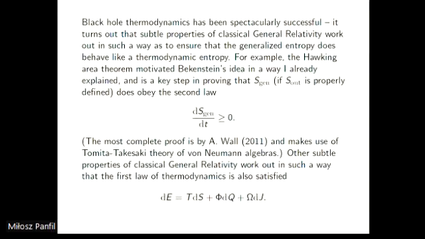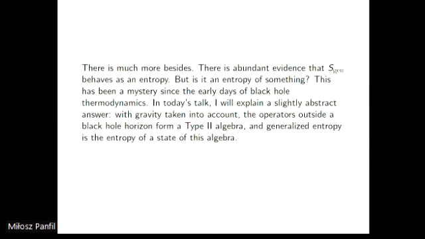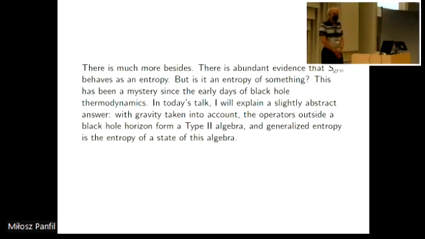And other subtle properties of classical general relativity work out in such a way that the first law of thermodynamics is also satisfied. So anyway, there's a quite amazing story where classical and semi-classical gravity match nicely with the thermodynamic interpretation that started with Bekenstein's work. And there's much more besides. There's abundant evidence that the generalized entropy really is an entropy. But is it an entropy of something? That's been a mystery since the early days of black hole thermodynamics.